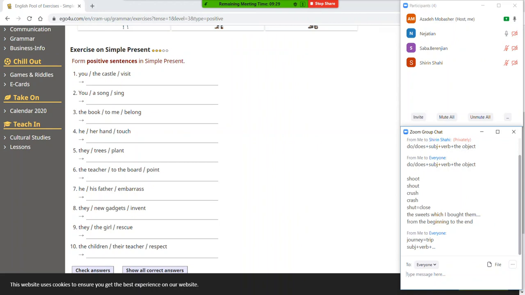Okay. Now pay attention to the verb of the sentence. It's simple present. The book belongs to me. Yes, very good. Well, how do you say this sentence in Persian? Belong means تعلق داشتن. کتاب متعلق به منه. Very good. Exactly. It's my book. Or the book belongs to me. Very good. Now number four.